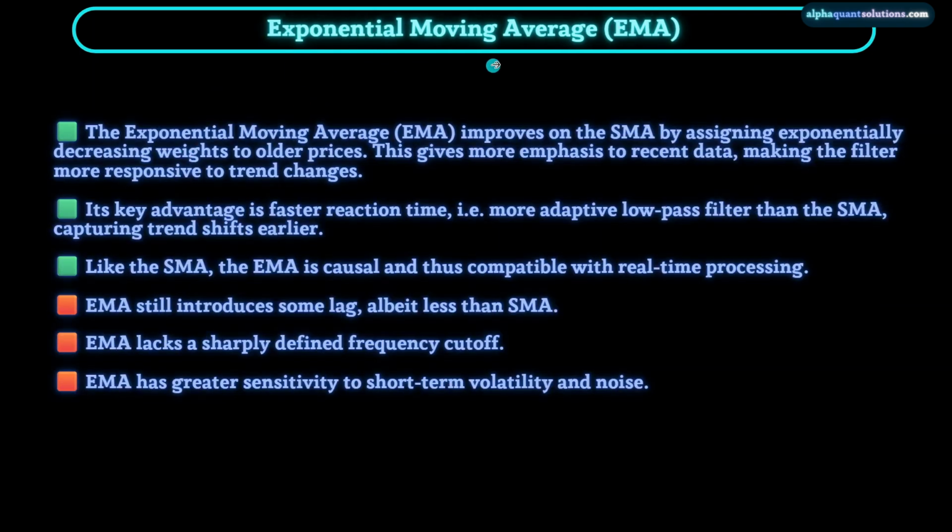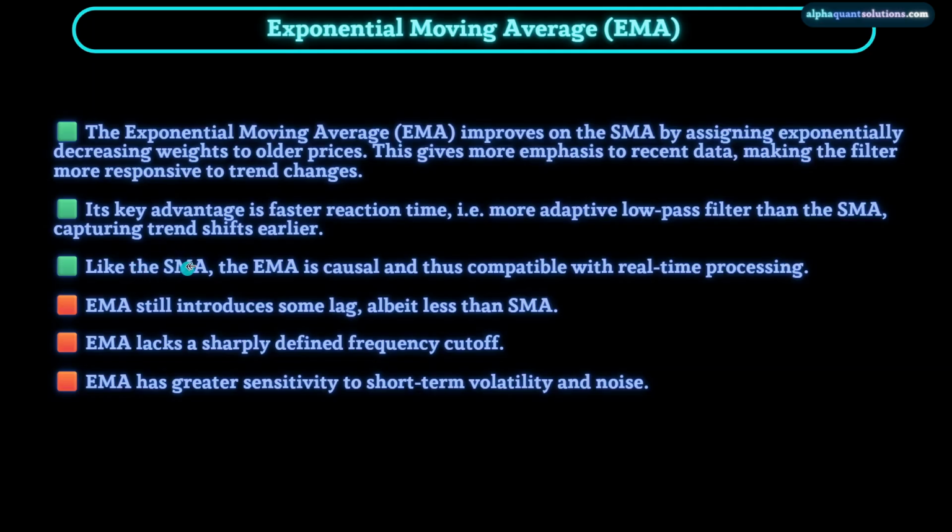Moving now to the exponential moving average, also known as EMA, we list here three advantages and three drawbacks. In terms of advantages, the EMA improves on the SMA by assigning exponentially decreasing weights to all the prices, and hence this gives more emphasis to recent data, making the filter more responsive to trend changes. So this is well known. And this translates into a key advantage, which is its faster reaction time. Hence, it is more adaptive as a low-pass filter than the SMA, and it is better at capturing trend shifts at an early stage.